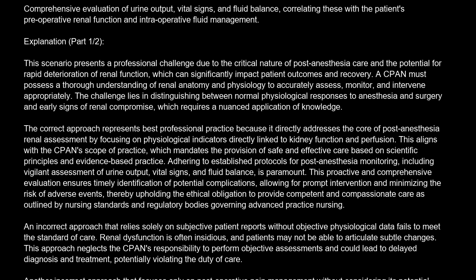An incorrect approach that relies solely on subjective patient reports without objective physiological data fails to meet the standard of care. Renal dysfunction is often insidious, and patients may not be able to articulate subtle changes. This approach neglects the CPAN responsibility to perform objective assessments and could lead to delayed diagnosis and treatment, potentially violating the duty of care.